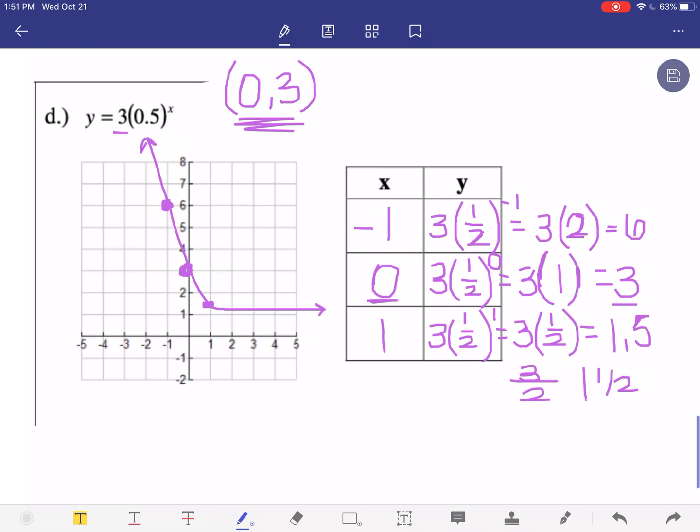That's a decay line. As you can see, from left to right, the graph goes down, and that's what makes decay. And that's how your graph should look there.